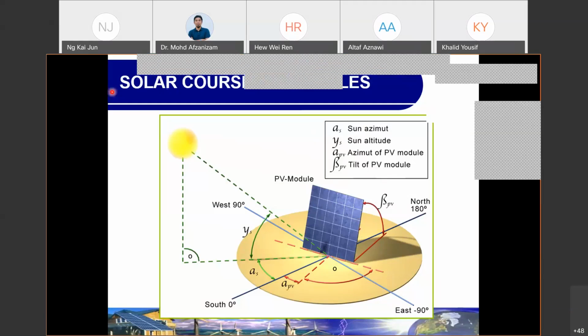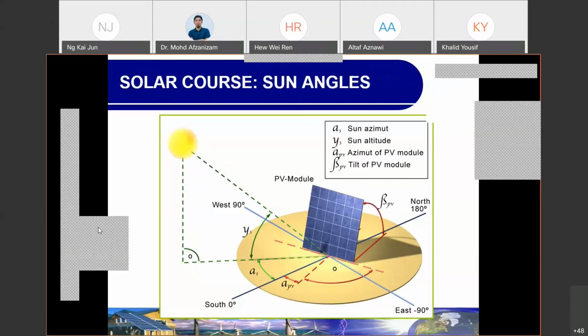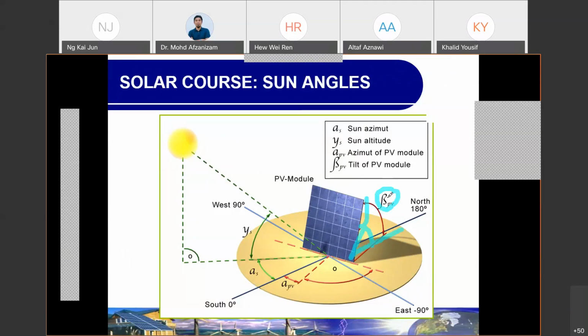I'll try to sketch this one. Okay, this one is the tilt angle. All right, so this one is the tilt angle or beta PV. This is the most common term people use: what's the slanting, what is the angle? So technically, we mention it as the tilt angle of the PV module.